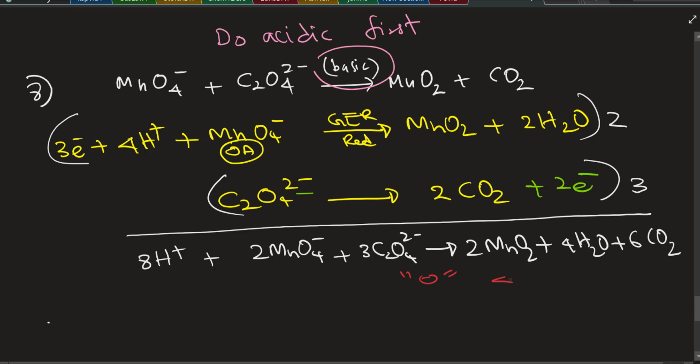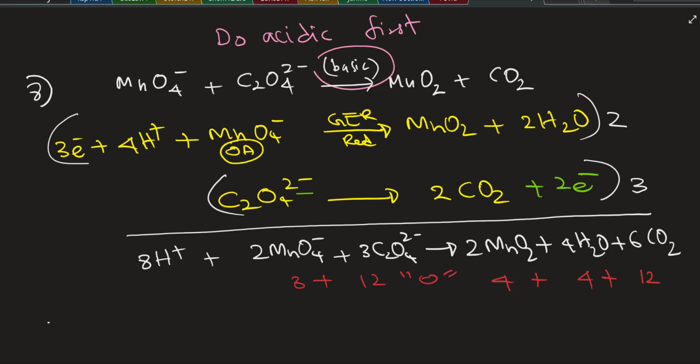Let's check the oxygen for acidic. 2 times 2, 4, and 4 water here, 4 oxygen here, 6 times 2, 12. 12, 4, 4, 20 total on your right. Look at this one, 3 times 4 oxygen, 12, and 2 times 4 oxygen, 8, 8 plus 12, 20, voila. So our acidic is good.